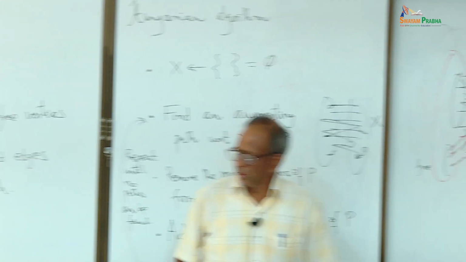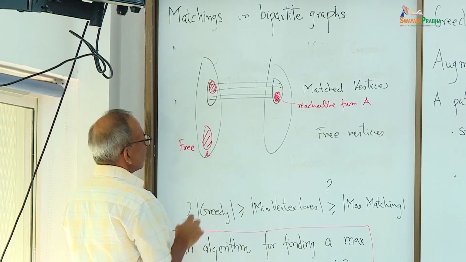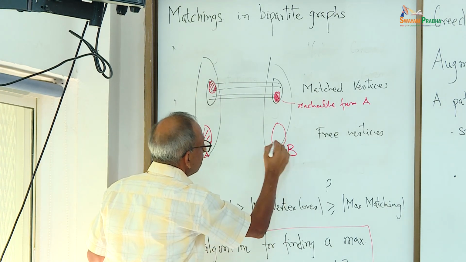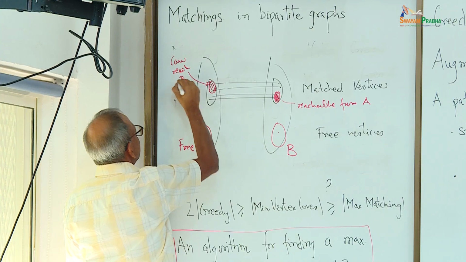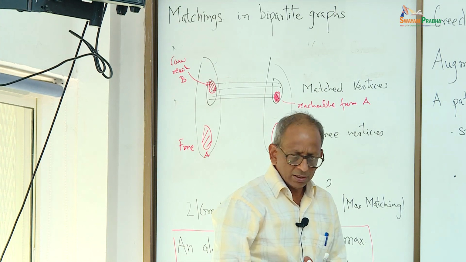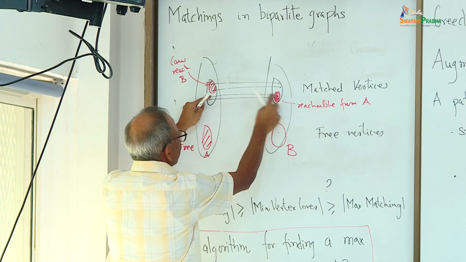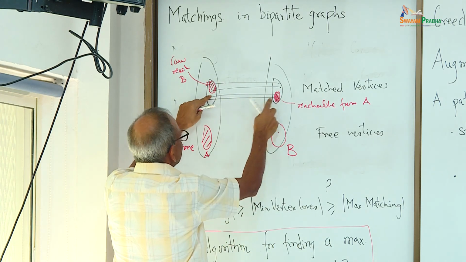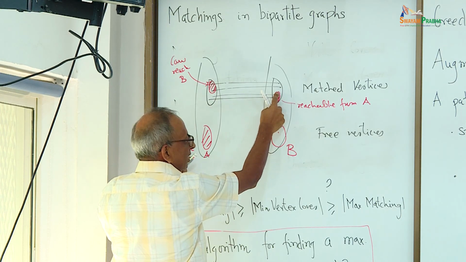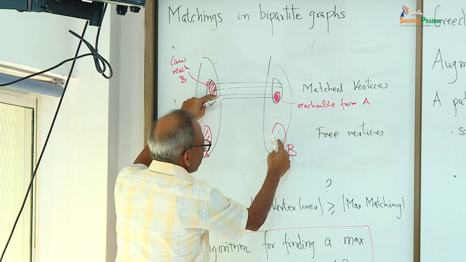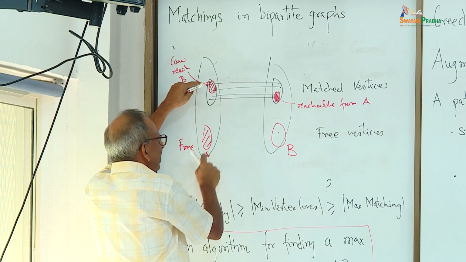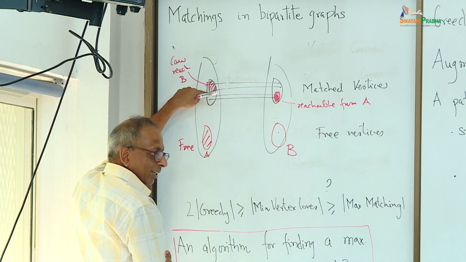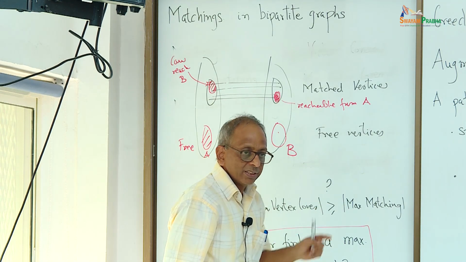In this graph, you also mark all those vertices that can reach B. These can reach B. All right. Now, can there be a matched edge where the right endpoint is reachable from A and the left endpoint reaches B? When the algorithm stops, can that be the case?